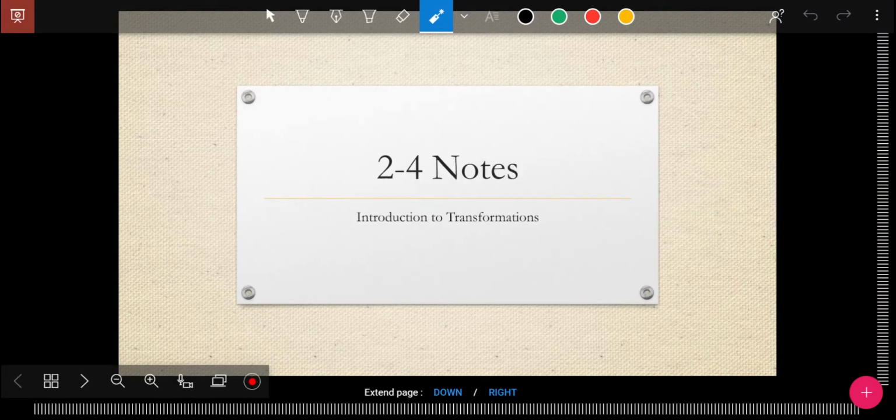All right, 2-4 notes here. Introduction to transformations. If you're in my classroom, then I will say notes are going to be ultra important in this unit. And so as we're working here, let's talk about transformations. Transformations, just like transformers, they're going to make changes. You're going to have something that's making a change to itself.